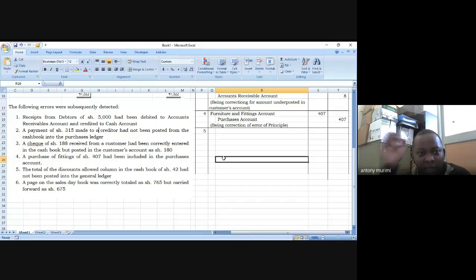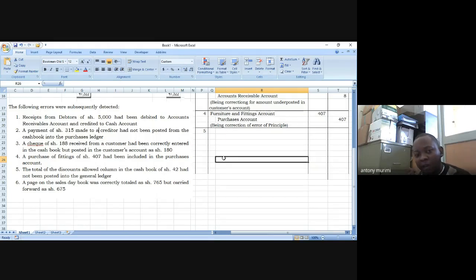He ought to have debited the discount allowed account and credited the customer's account. But in this case, we are not told of the customer's account, but we are told that the discount allowed account has a problem. So the customer's account is correctly credited. The discount allowed account has not been entered. So as such, the trial balance will be affected. The debit side will be less by 42 shillings. So the trial balance will therefore be affected, and therefore we need to introduce the suspense account.